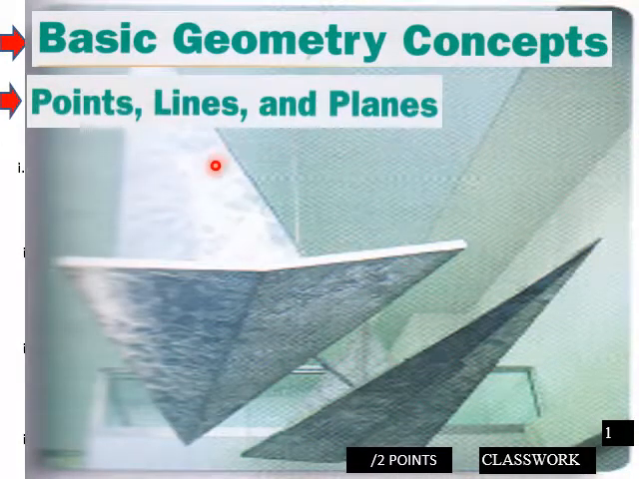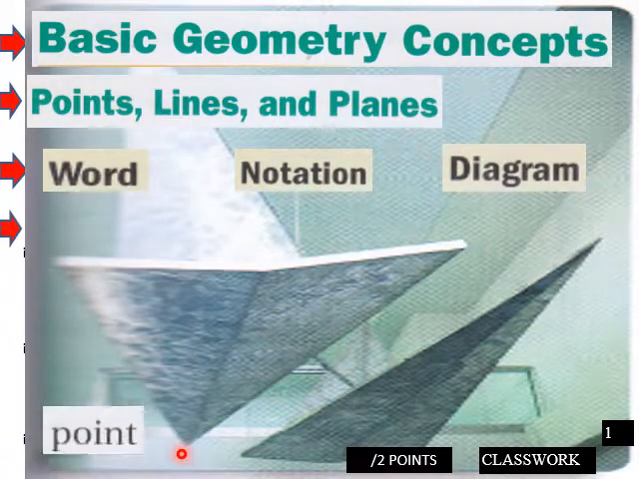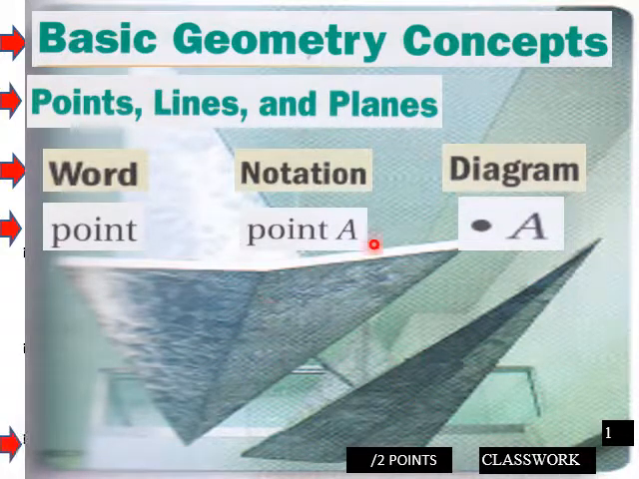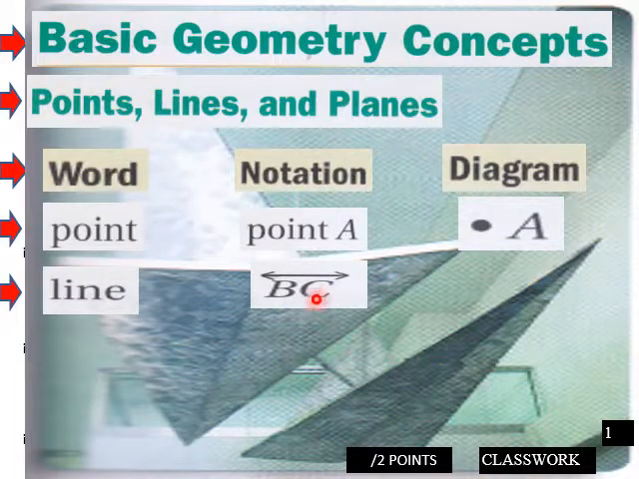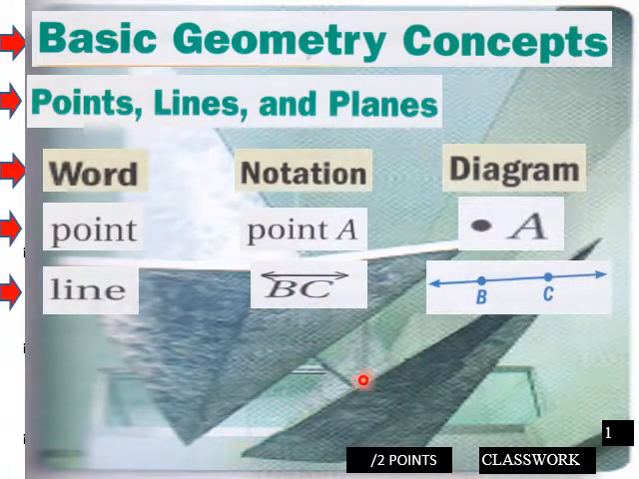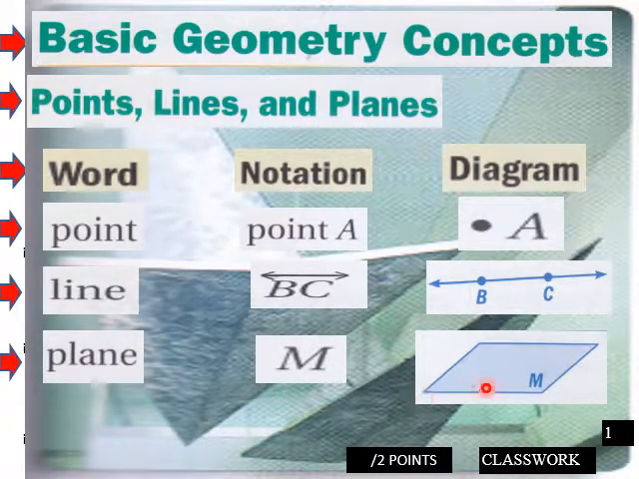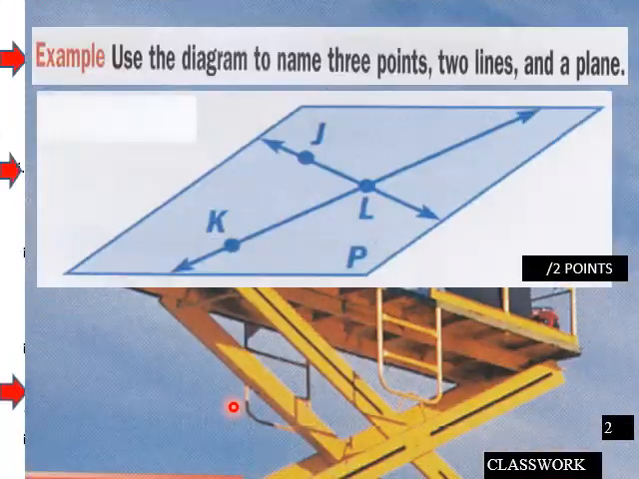Basic geometry concepts: points, lines, and planes, word notation, diagram. So in word notation, point A. This would be how it would look on a diagram. And then a line, this would be line BC. And this would be how it would look in the diagram here. And then a plane, M, say. And this would be plane M here. It would look like this in a geometric drawing.